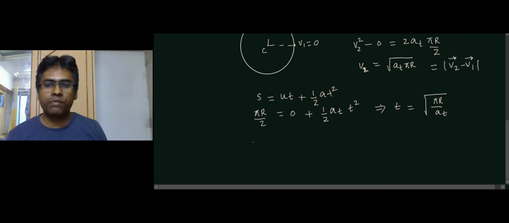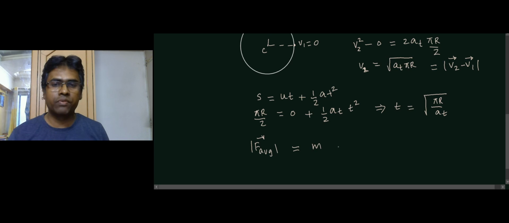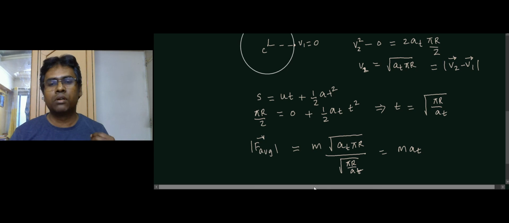So the magnitude of the average force is mass into the magnitude of the average acceleration, which is again change in velocity by time taken. The change in velocity is the square root of a_t into pi r, and if I divide by the time, the square root of pi r by a_t, we get mass into a_t. If you look at it from point to point, that is the tangential force that acts on the particle, providing the given tangential acceleration.